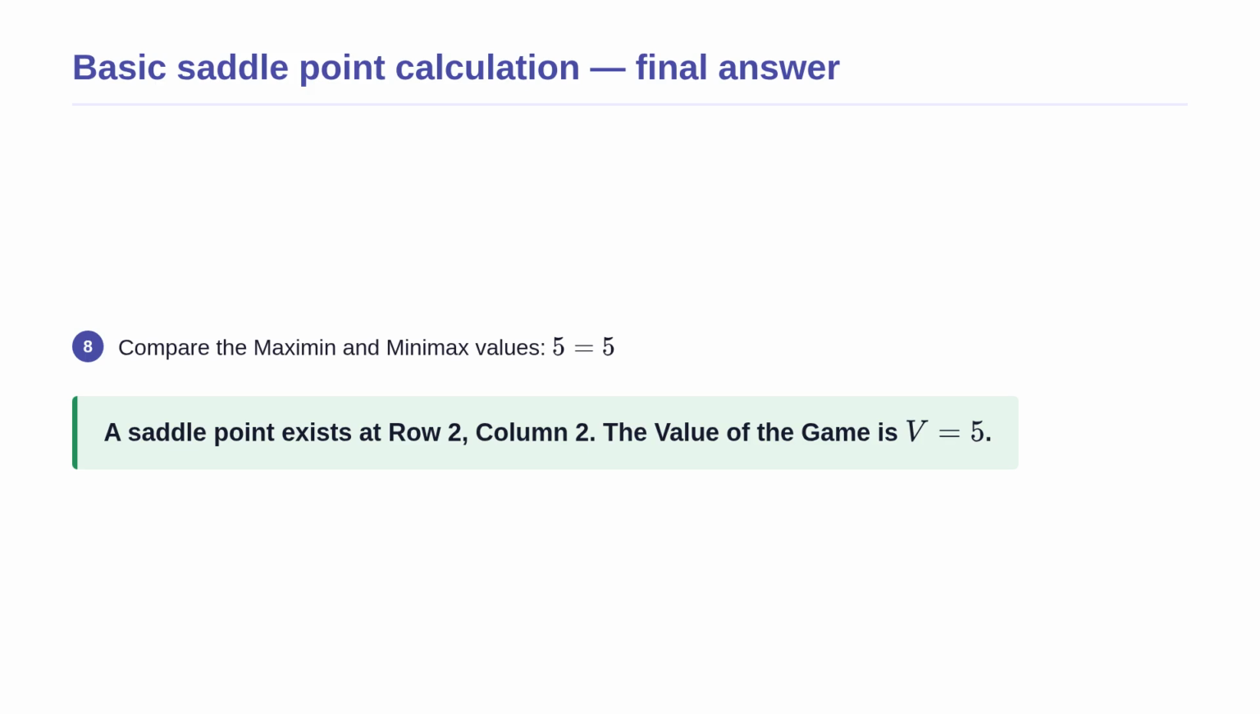Finally, we compare the results from both players to find our solution. We compare player 1's maximum value of 5 with player 2's minimax value, which is also 5. Because these two values match perfectly, we have successfully found a saddle point at row 2 and column 2. The value of the game is 5. Physically, this means player 1 should always play strategy 2. Player 2 should always play strategy 2, and player 1 will consistently win 5 units. This is a perfectly stable, pure strategy equilibrium.